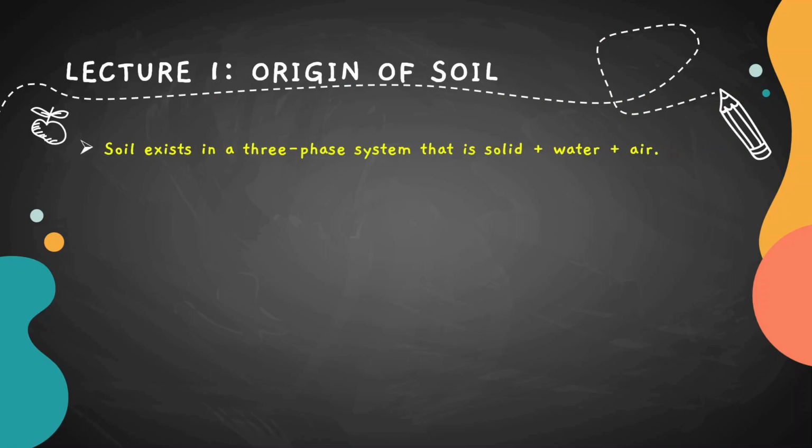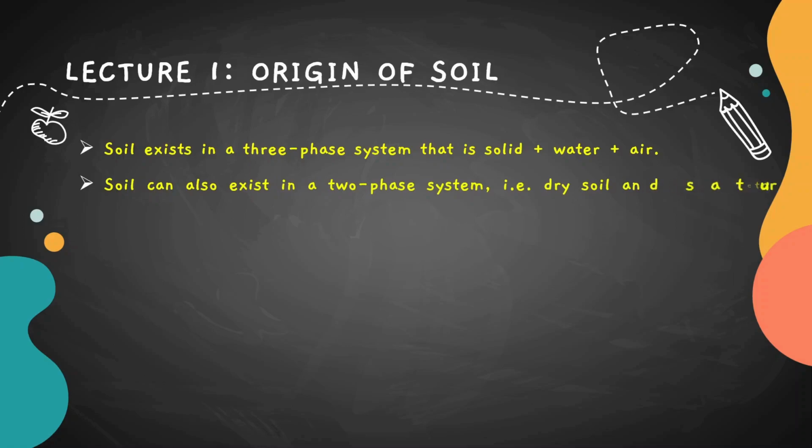So first of all, we need to know that soil exists in a three-phase system, that is solid plus water plus air. So these three materials, that is solid, water and air, or these three phases are the sole cause for the development of this technical term called soil. So it can also exist in a two-phase system, that is dry soil and saturated soil. Dry soil means the combination will be solid plus air, and saturated soil means the combination will be solid plus water. So we must know that soil generally exists in a three-phase system, but there are possibilities it can exist in a two-phase system. And we should also know that a single-phase system of soil cannot exist.